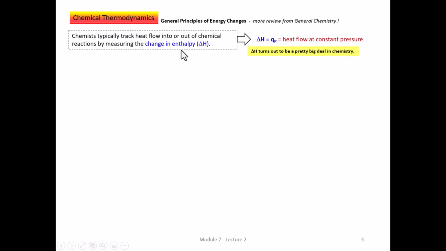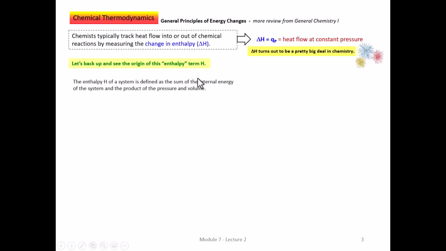deltaH, the change in enthalpy, is actually just the heat flow measured under constant pressure. Remember, we can measure the change in internal energy, deltaE, when we measure heat flow under constant volume. We can measure deltaH, the change in enthalpy, if we measure heat flow under constant pressure. And as I say here, deltaH turns out to be a pretty big deal in chemistry. So let's back up for a minute and just look at the origin of this enthalpy term.